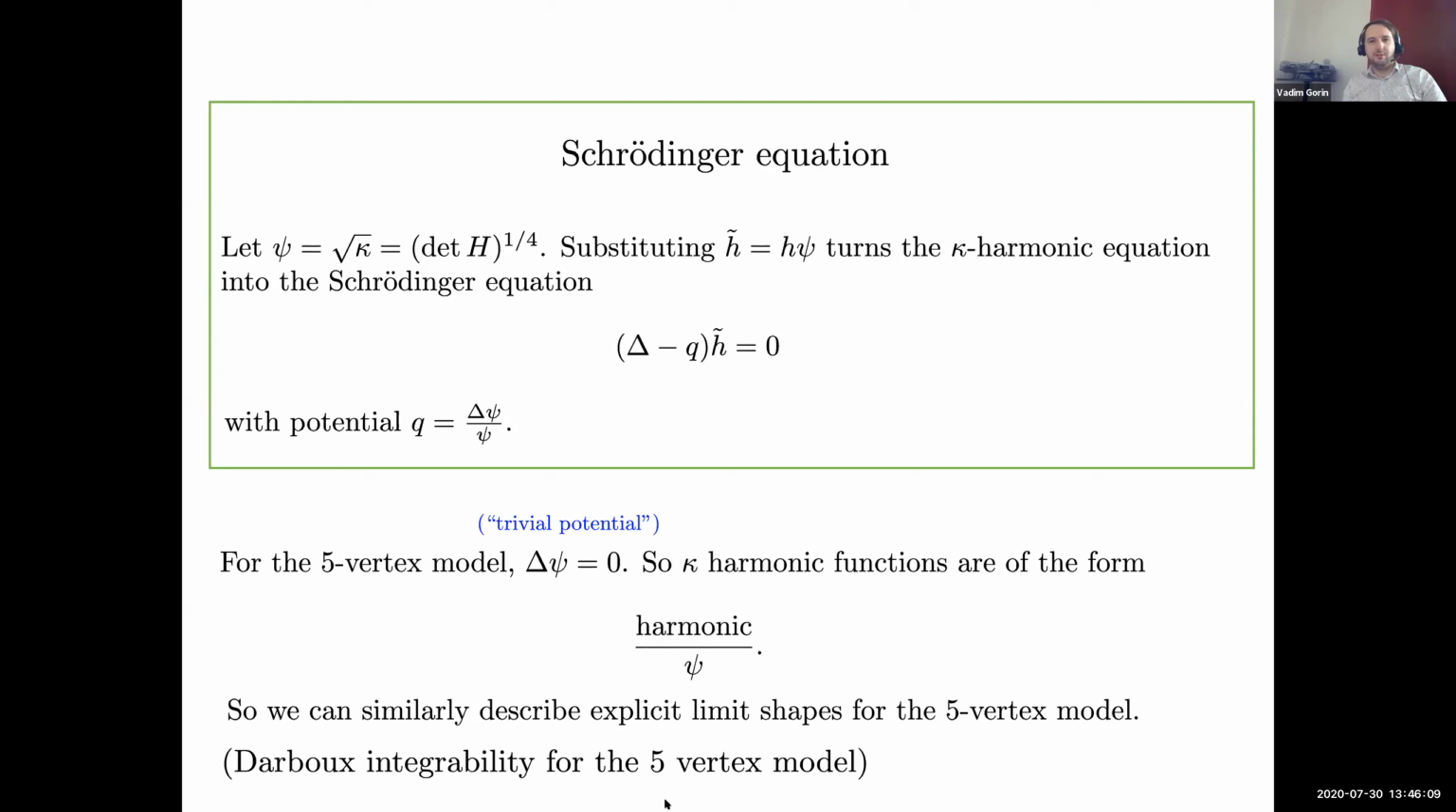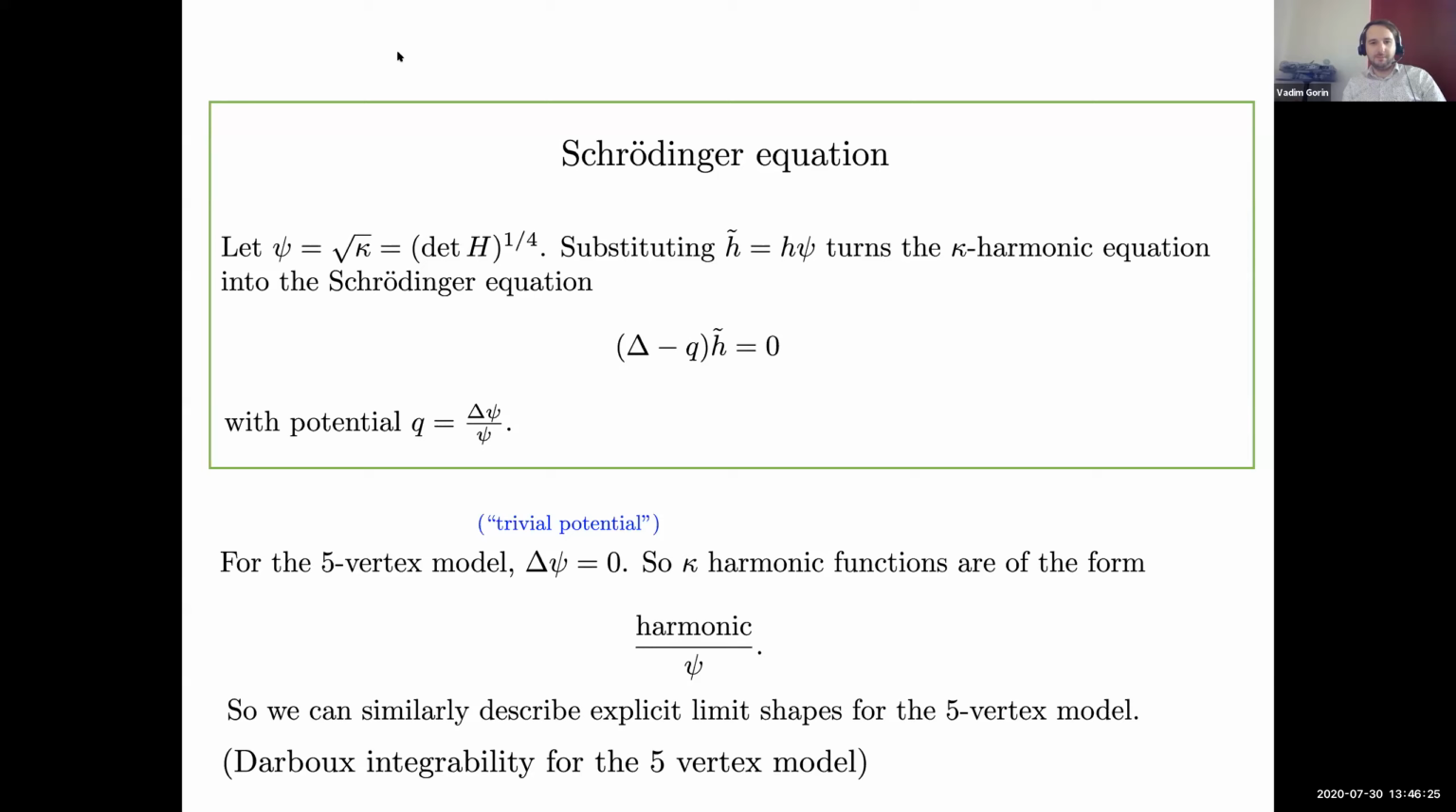Do we have any other questions, comments, or anything? I should say that the paper about what I talked about today is available on the arXiv.